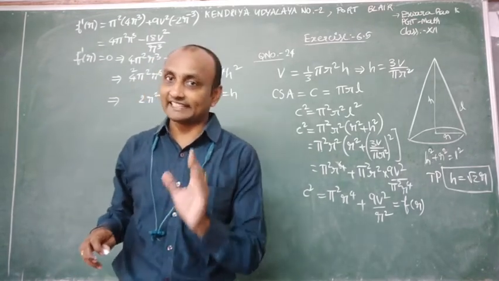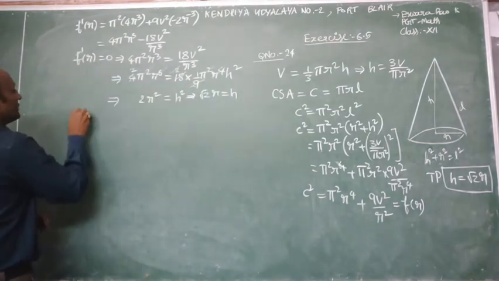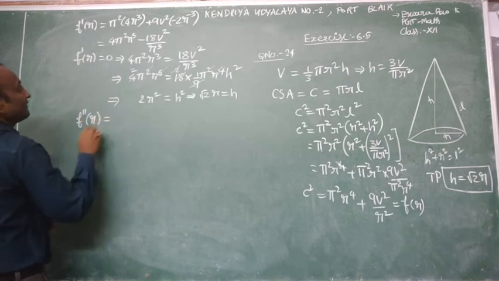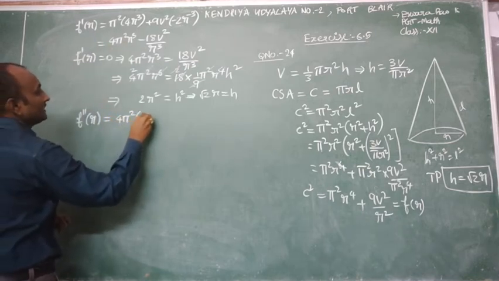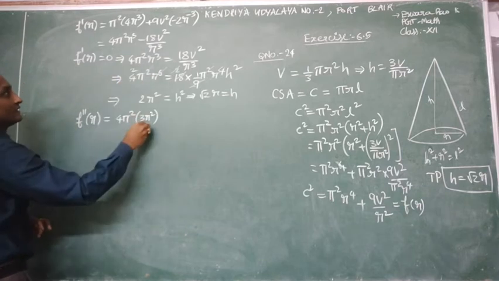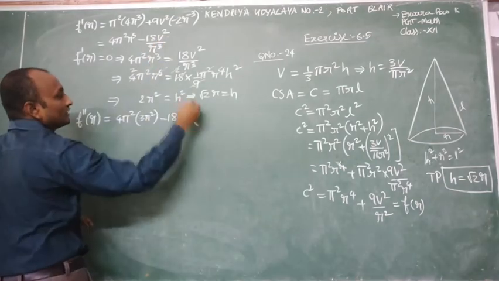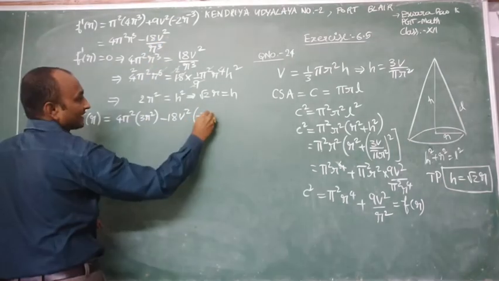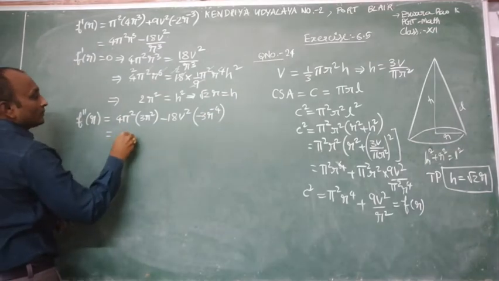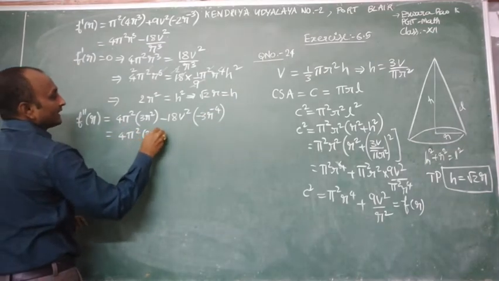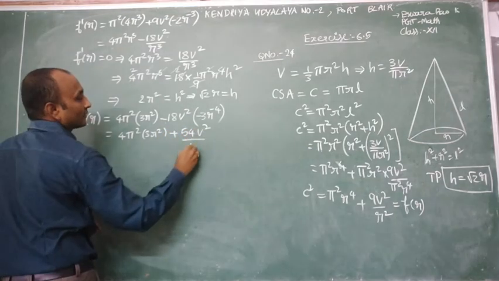That's it. That means second derivative test is needed. What is the second derivative test? F double dash of r is equal to 4 pi square 3r square, because r cube derivative is 3r square, minus 18 v square into r cube. 1 by r cube is r power minus 3, so minus into minus, r power minus 4. 4 pi square 3r square plus 54 v square by r power 4.